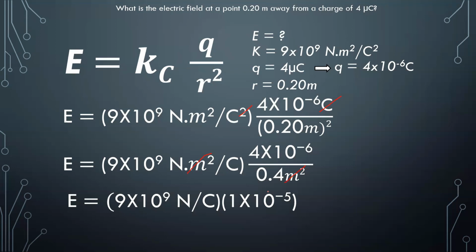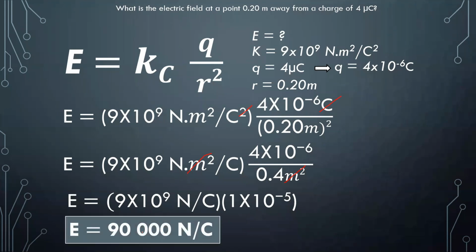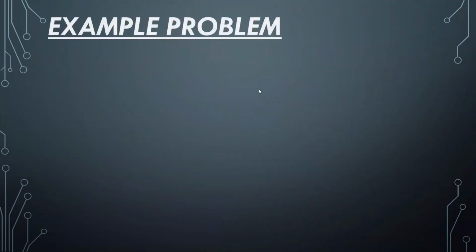Next, multiply 9 times 10 to the power of 9 times 1 times 10 to the power of negative 5. That is 90,000 N over C. And since the least number of significant figures is 1, and 90,000 is already one significant figure, our final answer is 90,000 N over C. Okay, next example.